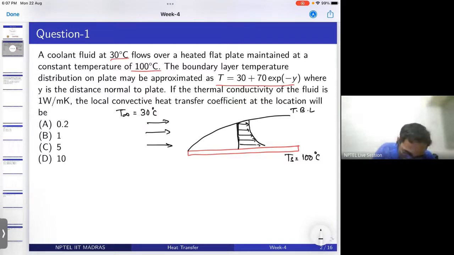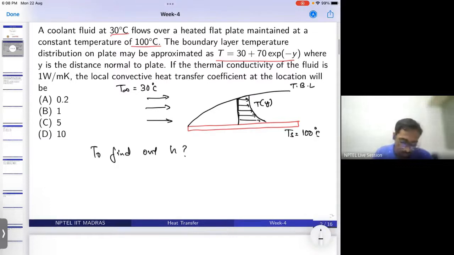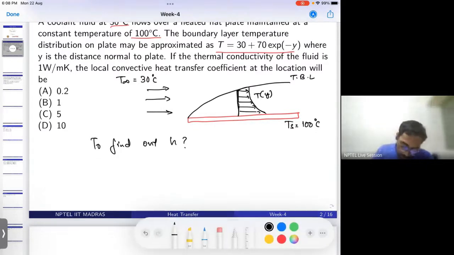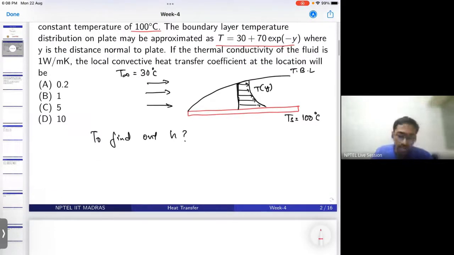Here is the free stream. This temperature profile with respect to y is given. We are asked to find the heat transfer coefficient. I can try this out. It's just an equation, equating both convection and conduction.